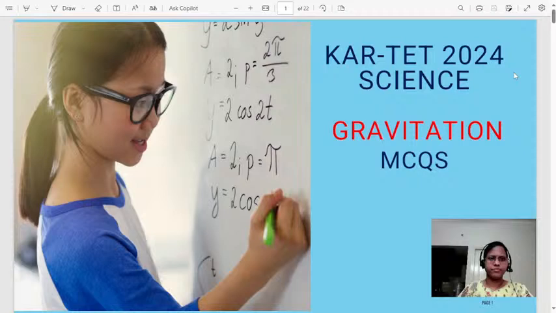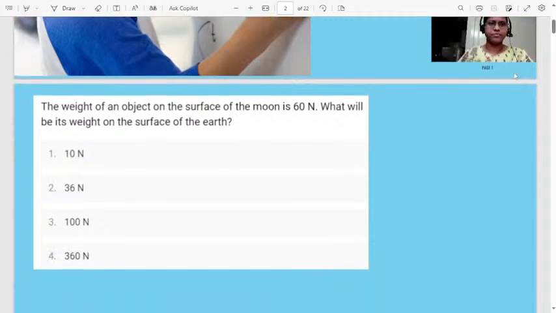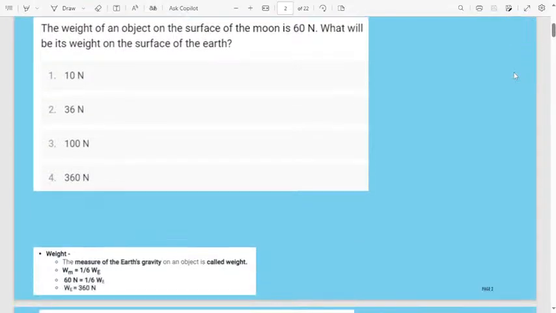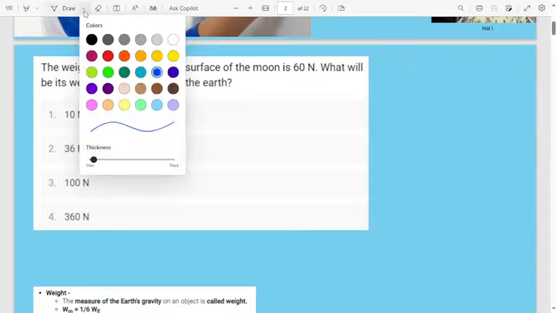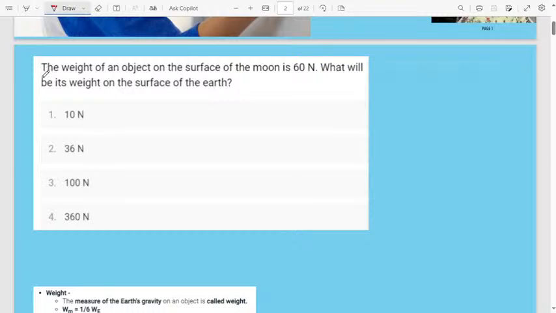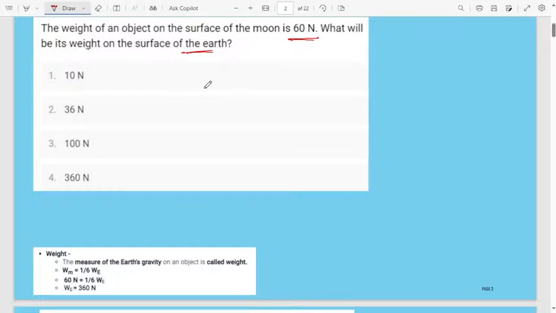Okay, let us start the class. Let us consider the first question. The weight of an object on the surface of the moon is 60 Newton. What will be its weight on the surface of the earth? They are asking the question.